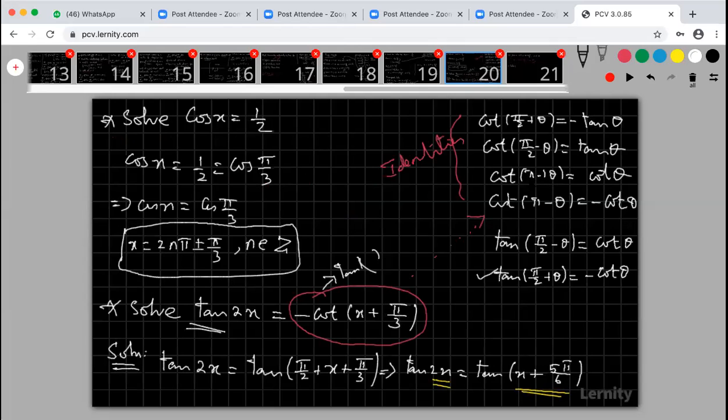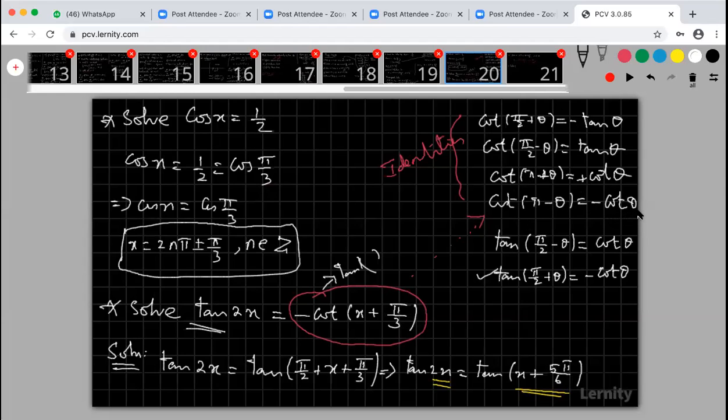Cot of 90 plus theta. 90 means we have to change this function cot to tan. This belongs to the second quadrant, where cot is negative, so minus tan theta. Cot of pi by 2 minus theta. Pi by 2 means we change this function to tan theta. This belongs to the first quadrant, where everything is plus. Similarly, cot of pi plus theta. Pi plus theta means this belongs to the third quadrant. In the third quadrant, your cot is plus only. Cot of pi minus theta belongs to the second quadrant, so this is minus cot theta only.